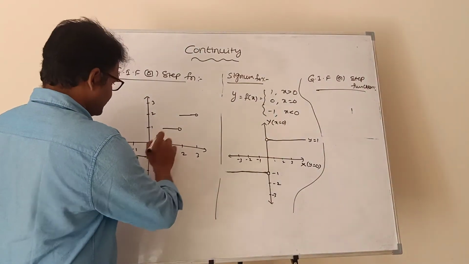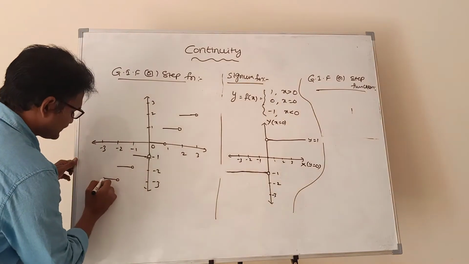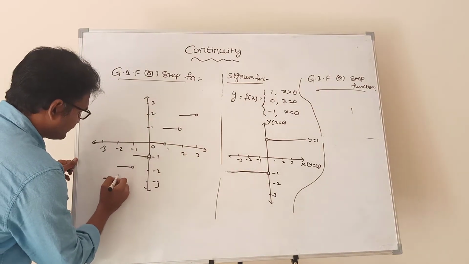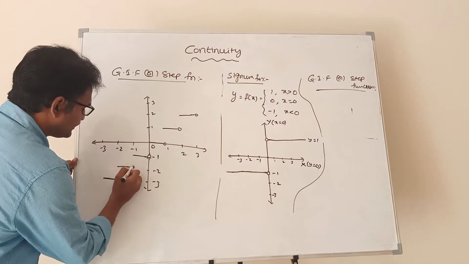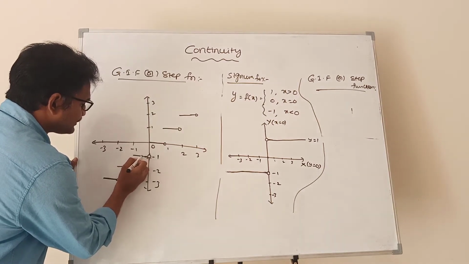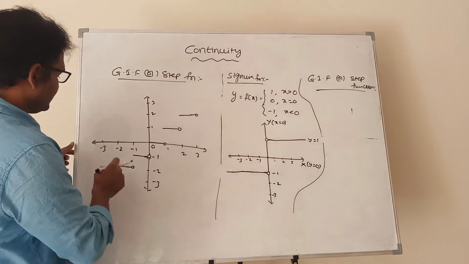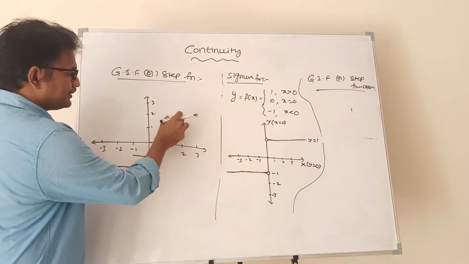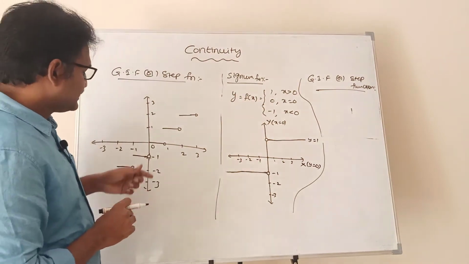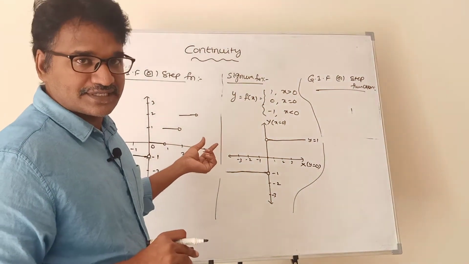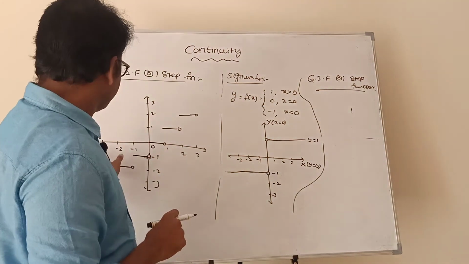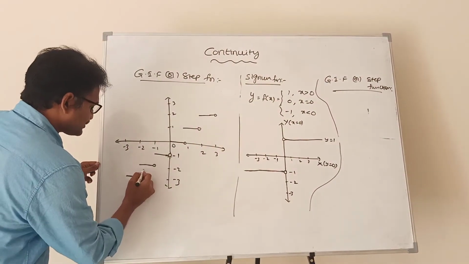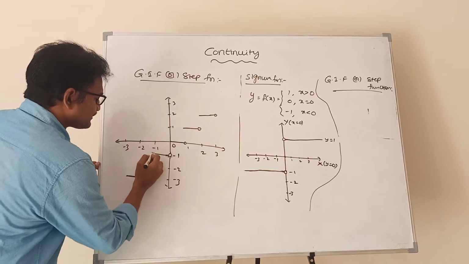If you observe these steps, this graph is continuous between -3 and -2, you no need to lift the pen. Between -2 and -1, you no need to lift the pen. Between -1 and 0, to draw this graph, no need to lift the pen. Between two integers you no need to lift the pen. Therefore this graph is continuous between two integers. Where are you lifting the pen? At -2, at -1 you are lifting the pen.